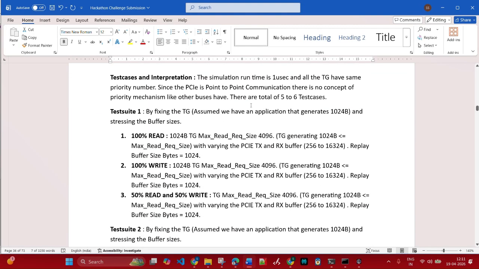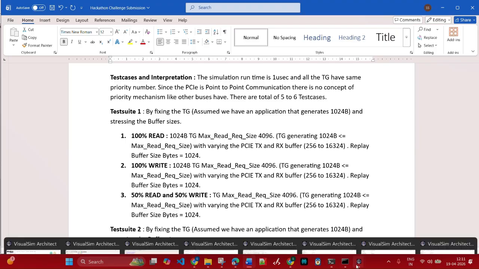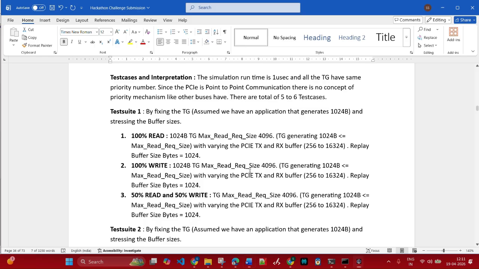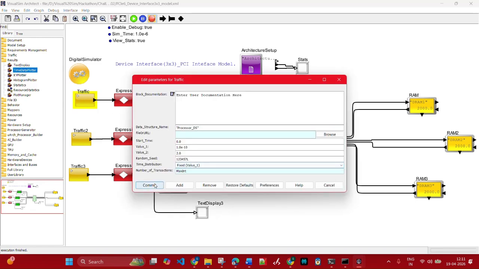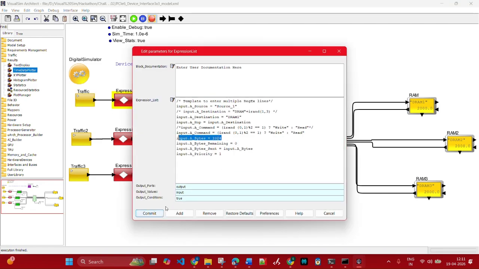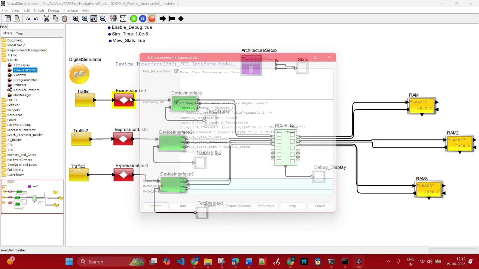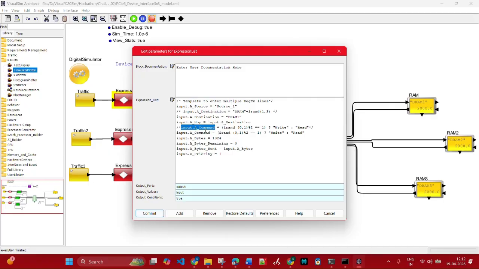So coming to the test case scenarios. As we saw previously, this is the model which we have considered in VisualSim architecture. What I'm doing is fixing my TG data, whatever it generates, to be 1024 bytes. I'm saying it will always generate 100% read, or always 100% write, or always generate a 50% read or write mechanism. I'm doing that by selection here, using the input dot command. If you want to read, you just make it equal to read and it will always generate read. If you make it equal to write, it will always generate write only, or 50% read and write by using this command.